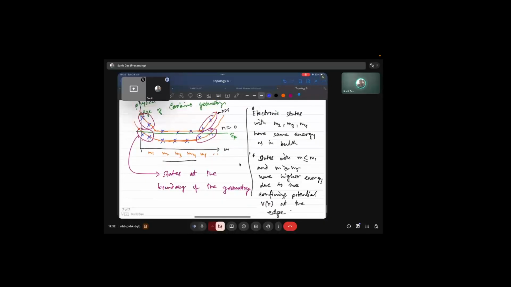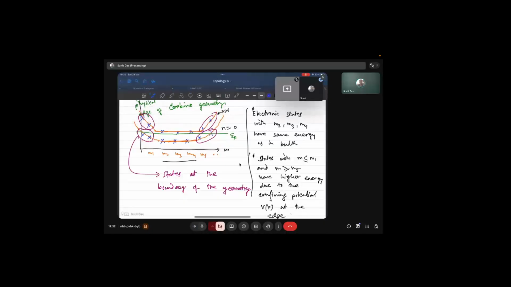Okay, so once you have these higher energy Landau levels, now let's try to see what happens to the electrons or the states of this region and this region. So these are the two ends of the coordinate geometry, or this will represent also the two ends of my physical sample, the rectangular sample.